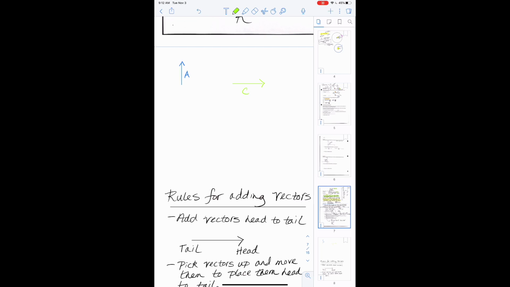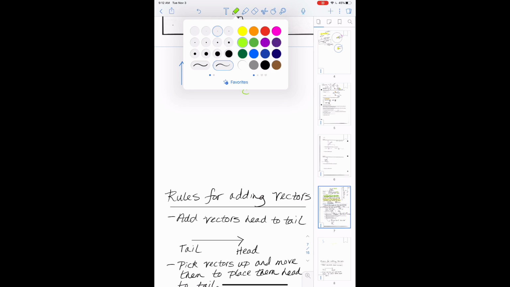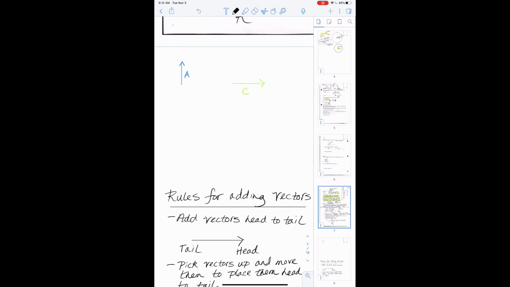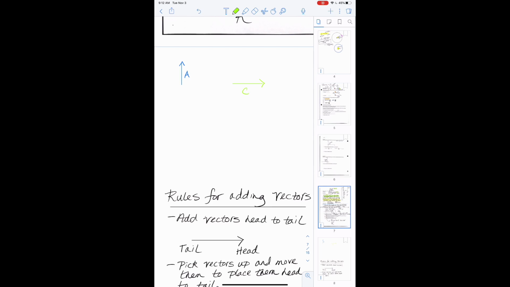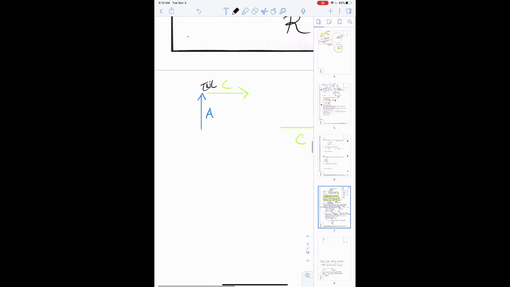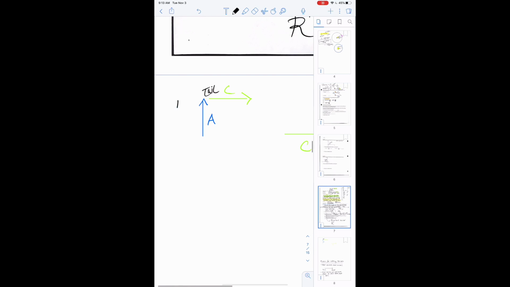All right, so I can then pick those vectors up and put them head to tail. Let's go ahead and do that. Let's pick vector C up, the green vector, and place it right here so that it is head to tail with vector A. Let me point that out. So we have the tail of vector C near the head of vector A.